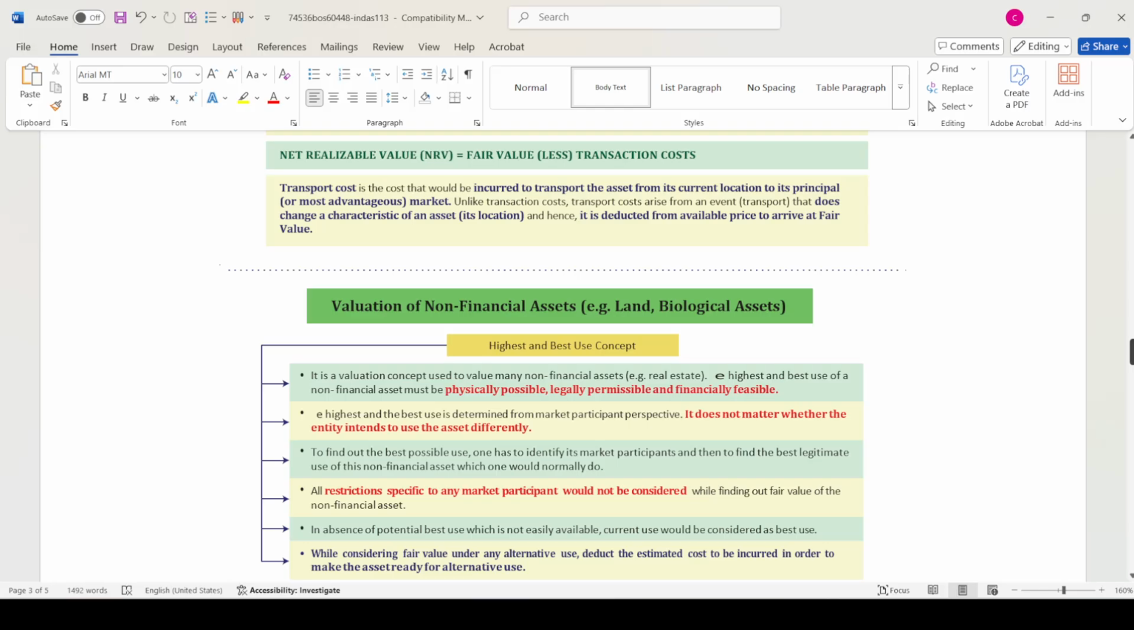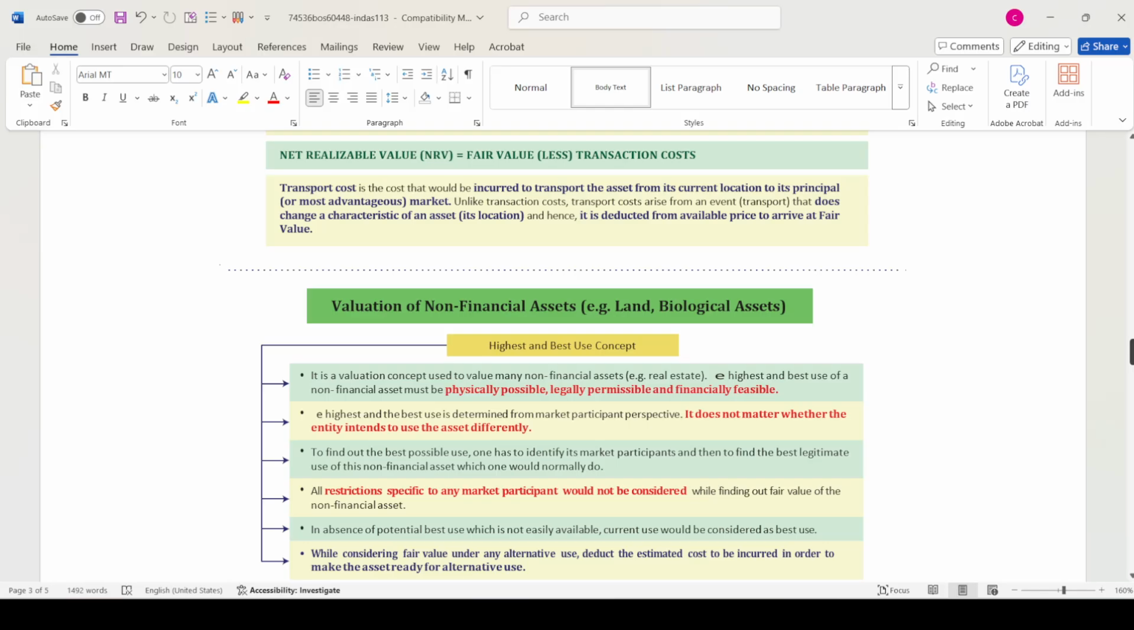However, in order to construct that restaurant or hotel over that land, first the currently existing windmill has to be demolished, right? So we should also consider that cost. The cost of demolishing the windmill is 30 crores. So for the valuation of the land, we should consider 150 crores minus 30 crores, that is 120 crores. If you consider the highest and best possible use, the value of the land is 120 crores.